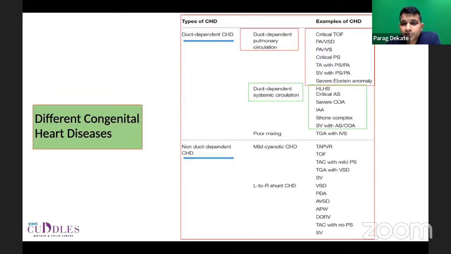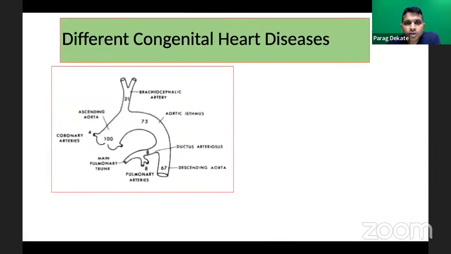Then you have duct-dependent systemic circulation, where you have hypoplastic left heart syndrome, critical aortic stenosis, coarctation of aorta, interrupted aortic arch, Shone complex. And then we have poor mixing, where there is TGA with intact ventricular septum. These are all duct-dependent congenital heart disease. Then we have non-duct dependent conditions, where the duct is not playing any part, and most of these patients don't have a duct. These are basically mild and more cyanotic conditions, depending upon which kind of shunt we are seeing. Most of the time, this shunt is at the level of ASD or VSD.